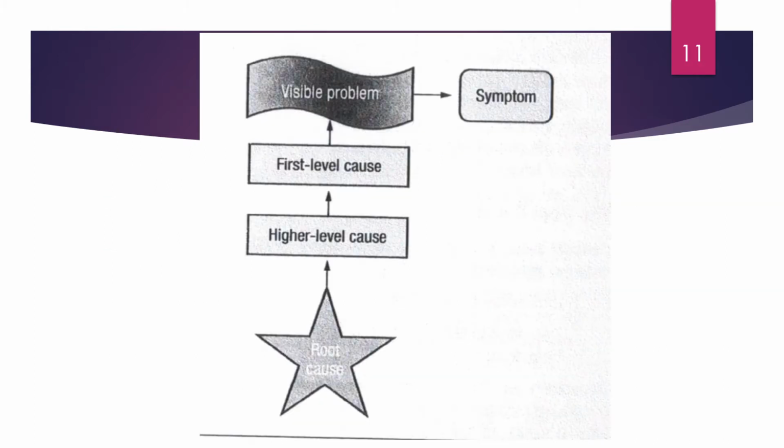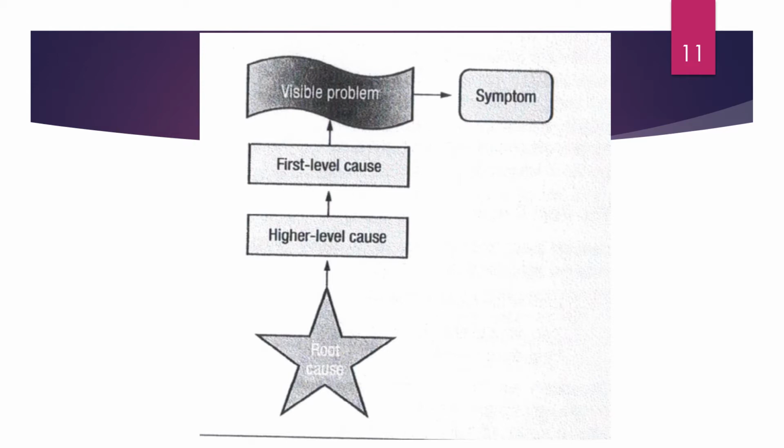Here you see another illustration of it, where you have the root cause causing a higher level cause. Then that causes a first level cause, and then it can cause a problem or a symptom. After this first level cause, you're going to get the problem. And then potentially that problem either can be the problem or it can be a symptom, and then that problem can lead to a potential symptom.